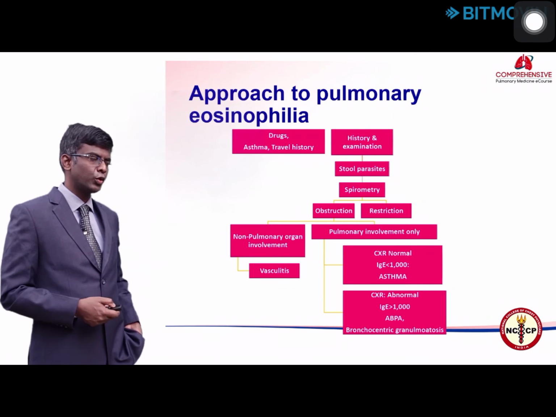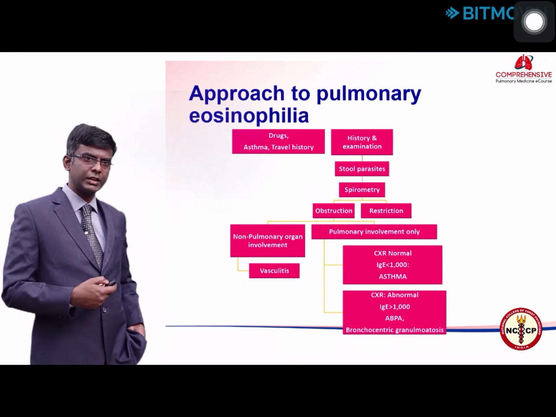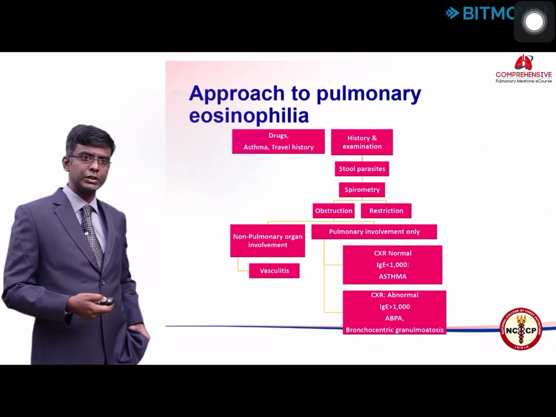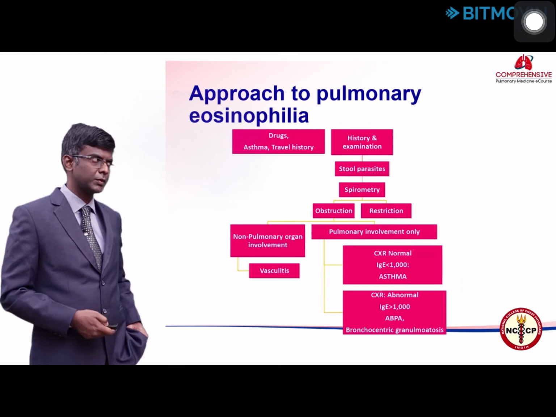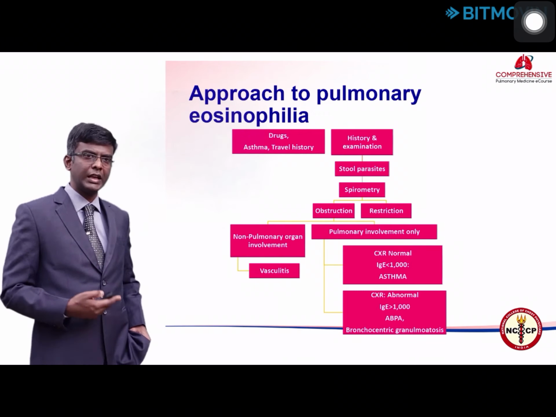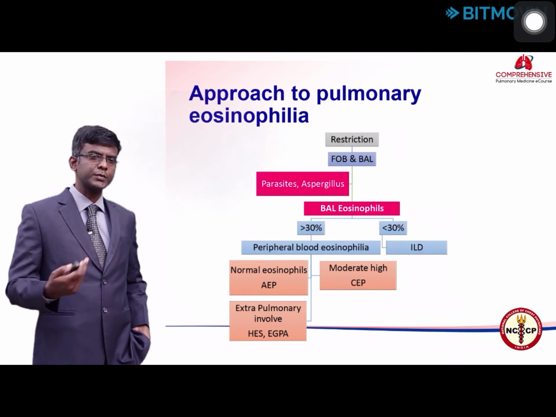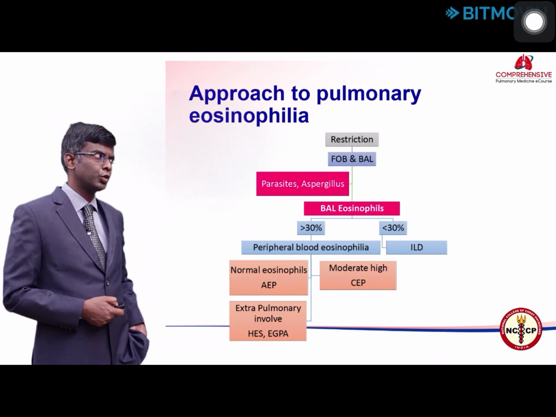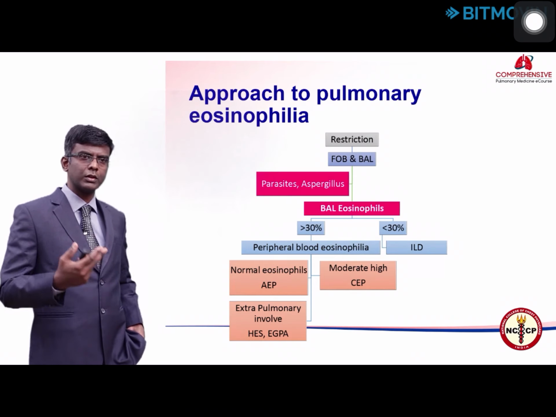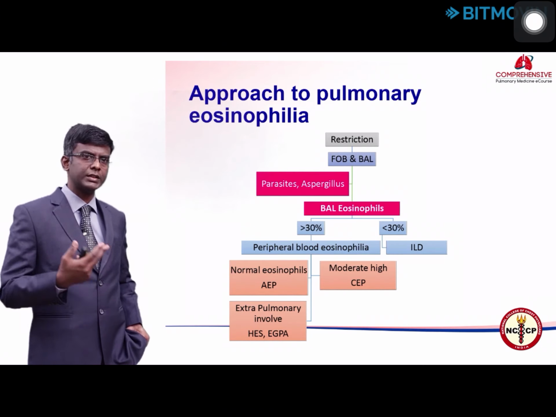If there is only pulmonary involvement and there is no other systemic involvement and the chest X-ray is normal and IgE is not hugely elevated, then you consider the diagnosis of asthma. If the X-ray is abnormal and IgE is highly elevated, you consider ABPA and bronchocentric granulomatosis. If the spirometry shows restriction, you need to do a bronchial lavage and test for BAL eosinophilia. In addition, you test for parasites and fungus.